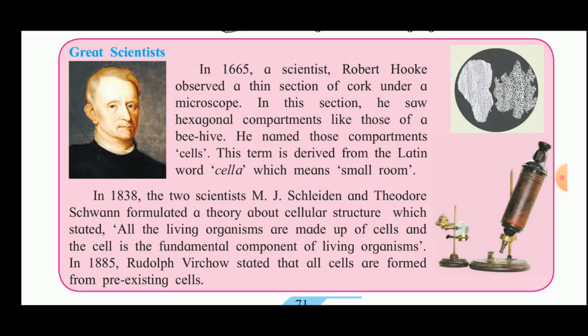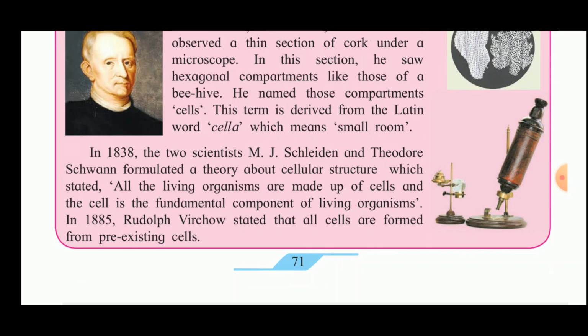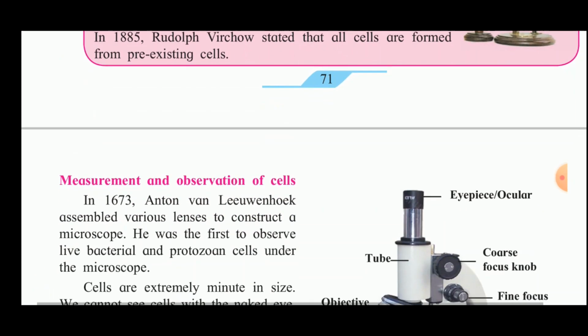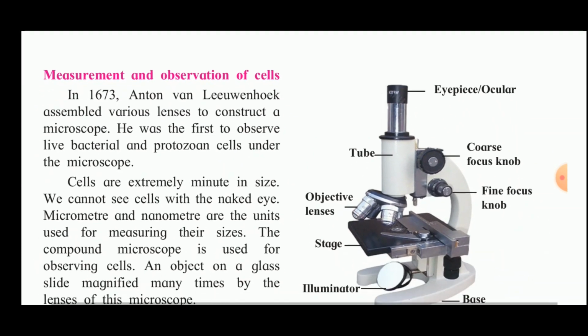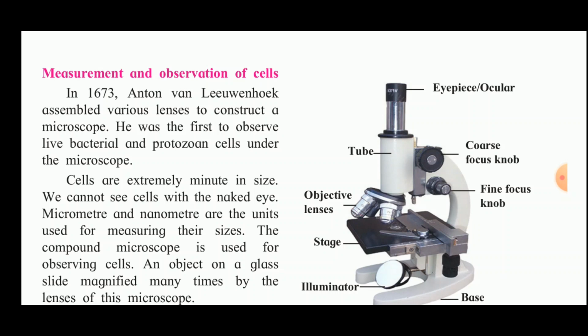In 1838, two scientists, M.J. Schleiden and Theodor Schwann, formulated a theory about the cellular structure, which stated that all the living organisms are made up of cells, and the cell is the fundamental component of living organism. In 1855, Rudolf Virchow stated that all cells are formed from pre-existing cells. Now, let us next see how the cell can be measured and observed.